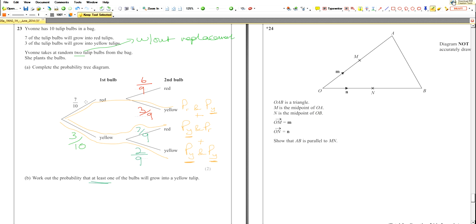Probability of the red was 7/10, and means times. Probability of the yellow was 3/9. Probability of the yellow was 3/10 and then 7/9. Probability of yellow and yellow, which here is going to be 3/10, and means times, 2/9.